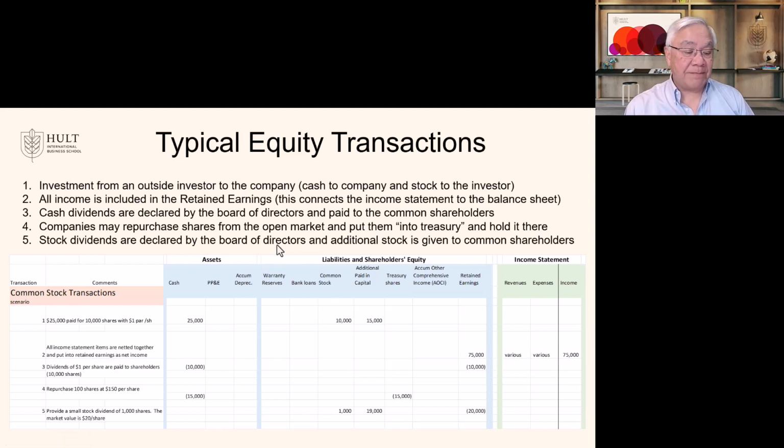The next item is a dividend. Cash dividends are declared by the board of directors and paid to common shareholders. Sometimes you break those into two transactions.